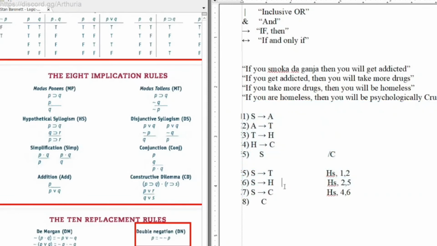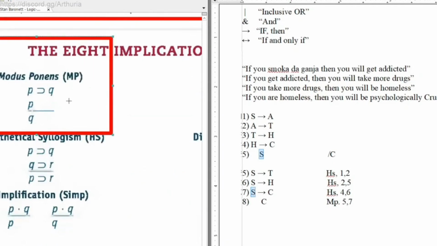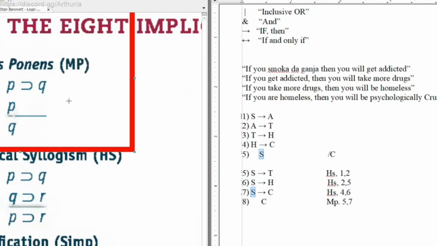Oh, you could do a modus ponens from 5 and 7. Correct. Why? Because S is here, and S is the left side of the if-then statement. Oh, that's this guy. Okay. Thank you, Arco. Sneaky.